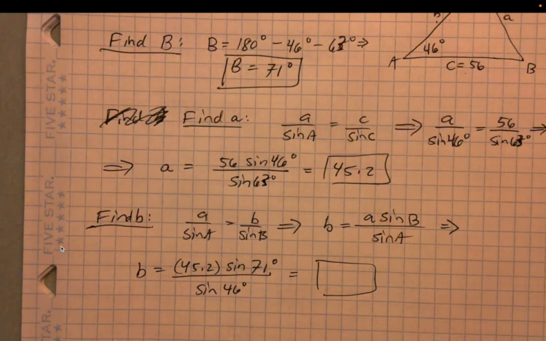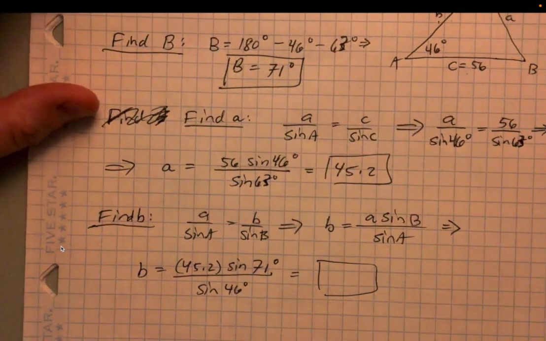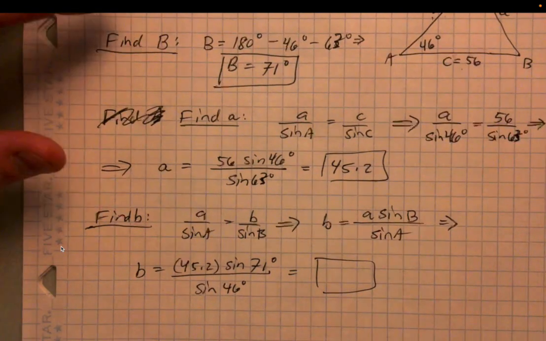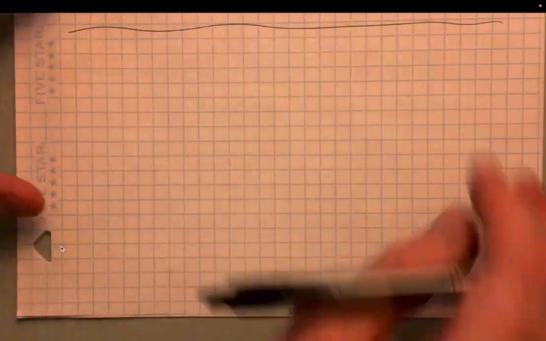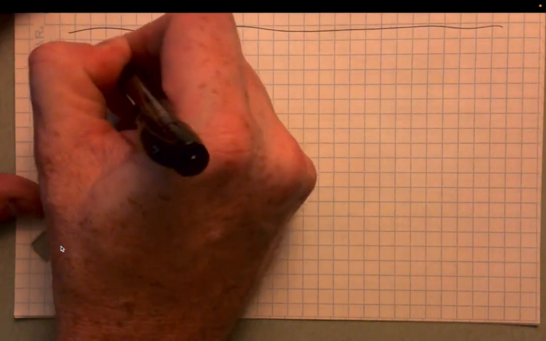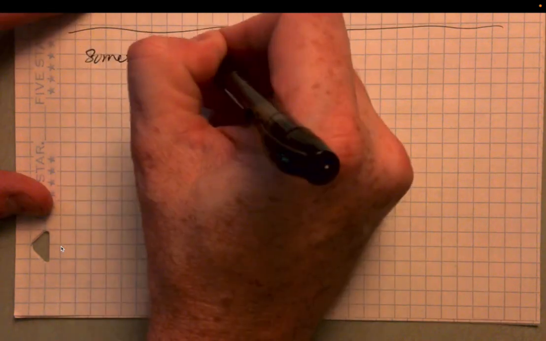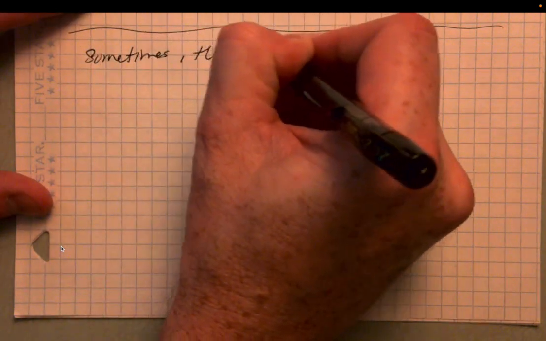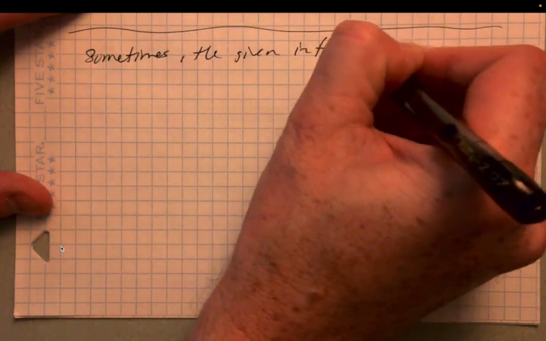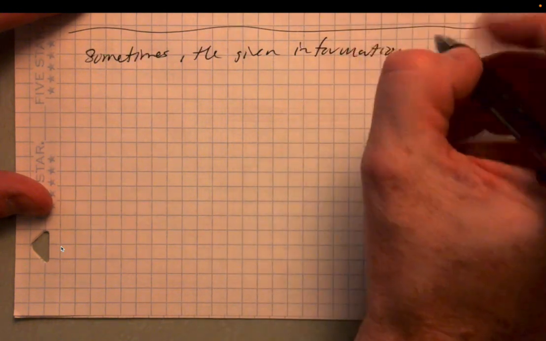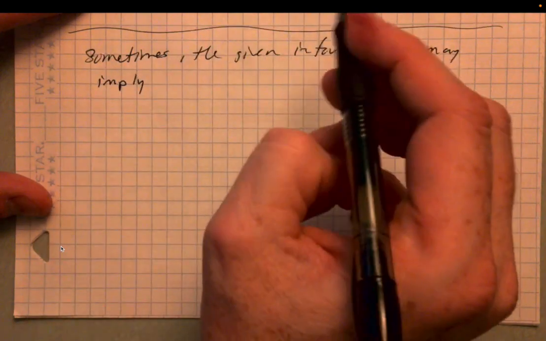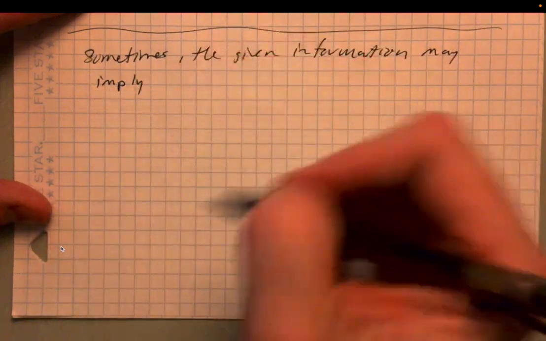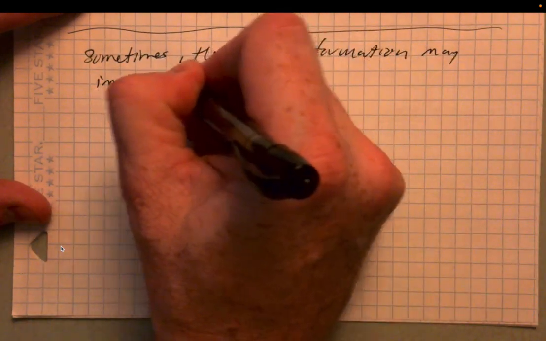So admittedly, that was kind of the easy case. That was kind of an easier example. Okay, so sometimes the examples can be more challenging. So sometimes the given information may imply the existence of a second valid triangle.